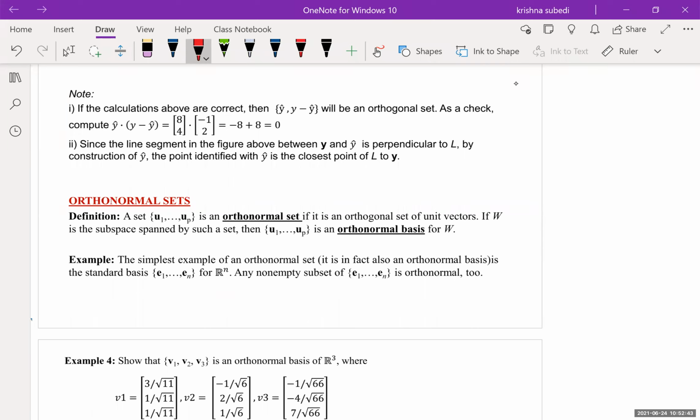Okay, so another concept that we'll be talking about in this lesson is orthonormal set. Orthonormal. What does that mean? Here is the definition.